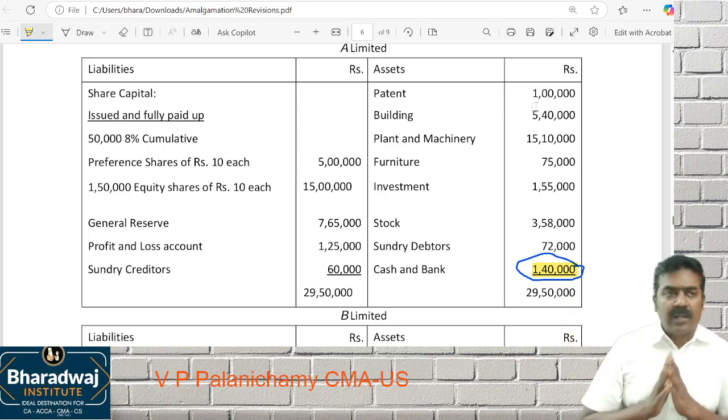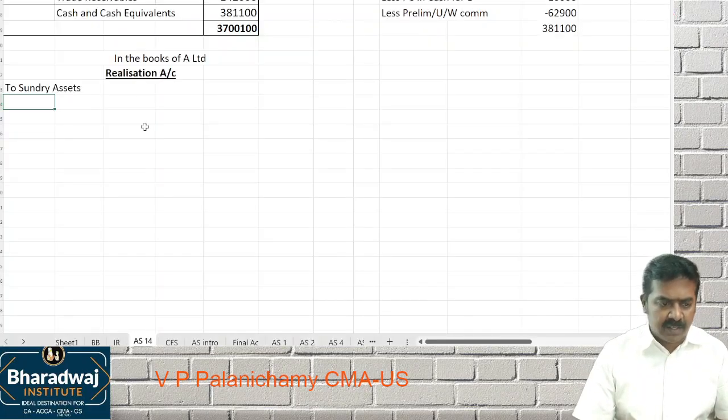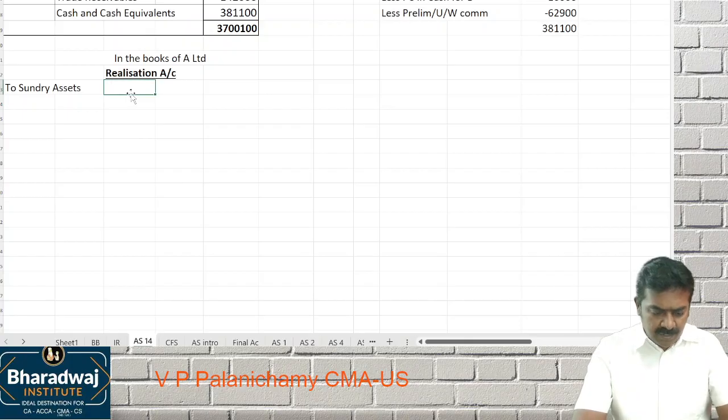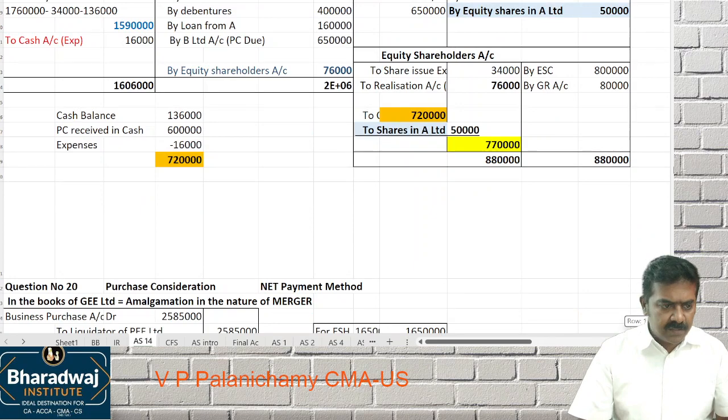If there is a P&L account debit balance or miscellaneous expenditure, don't transfer. So 29 lakh 50 minus 1 lakh 40, how much we can transfer? 28 lakh 10,000 we can transfer. This is first one. Shall we? What is the second entry we pass?